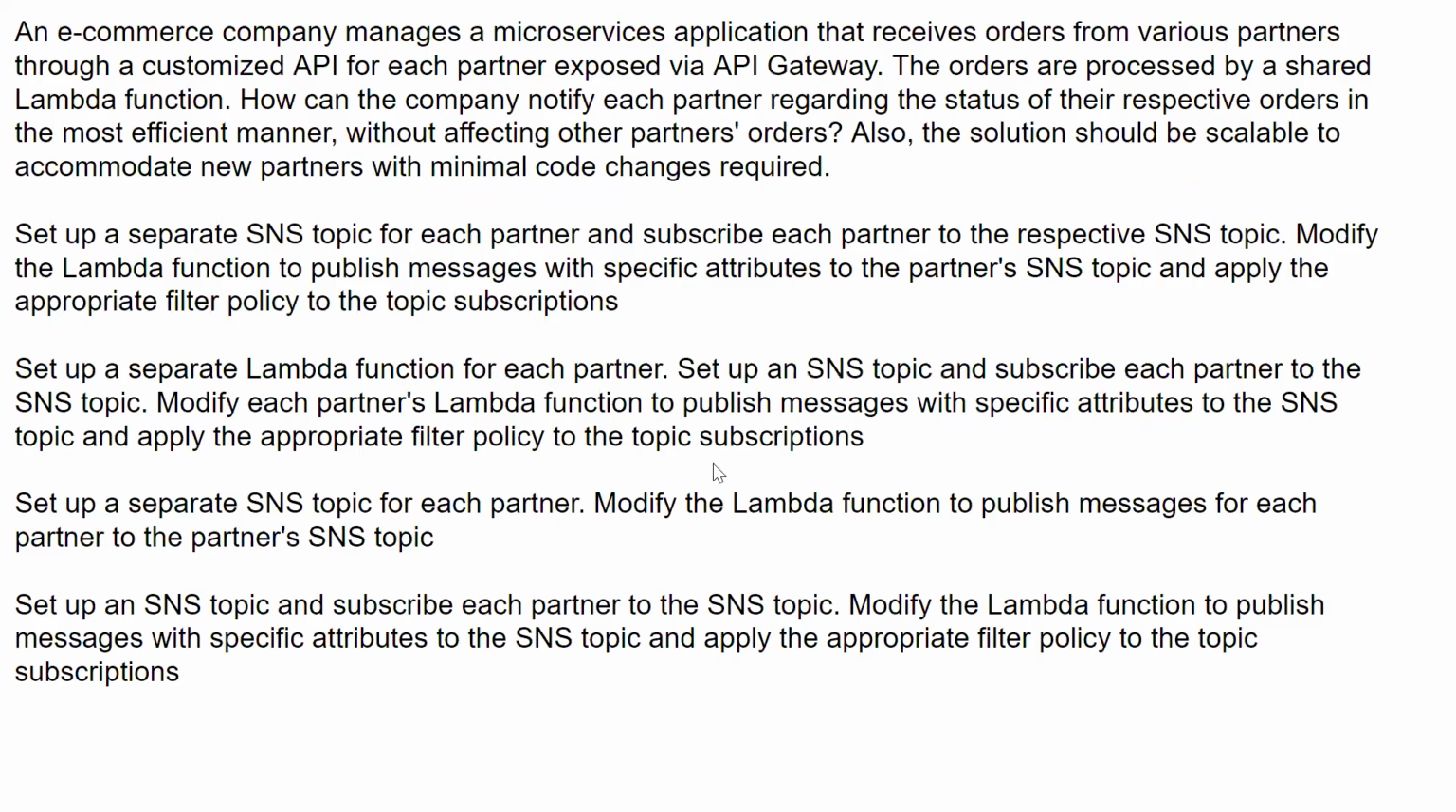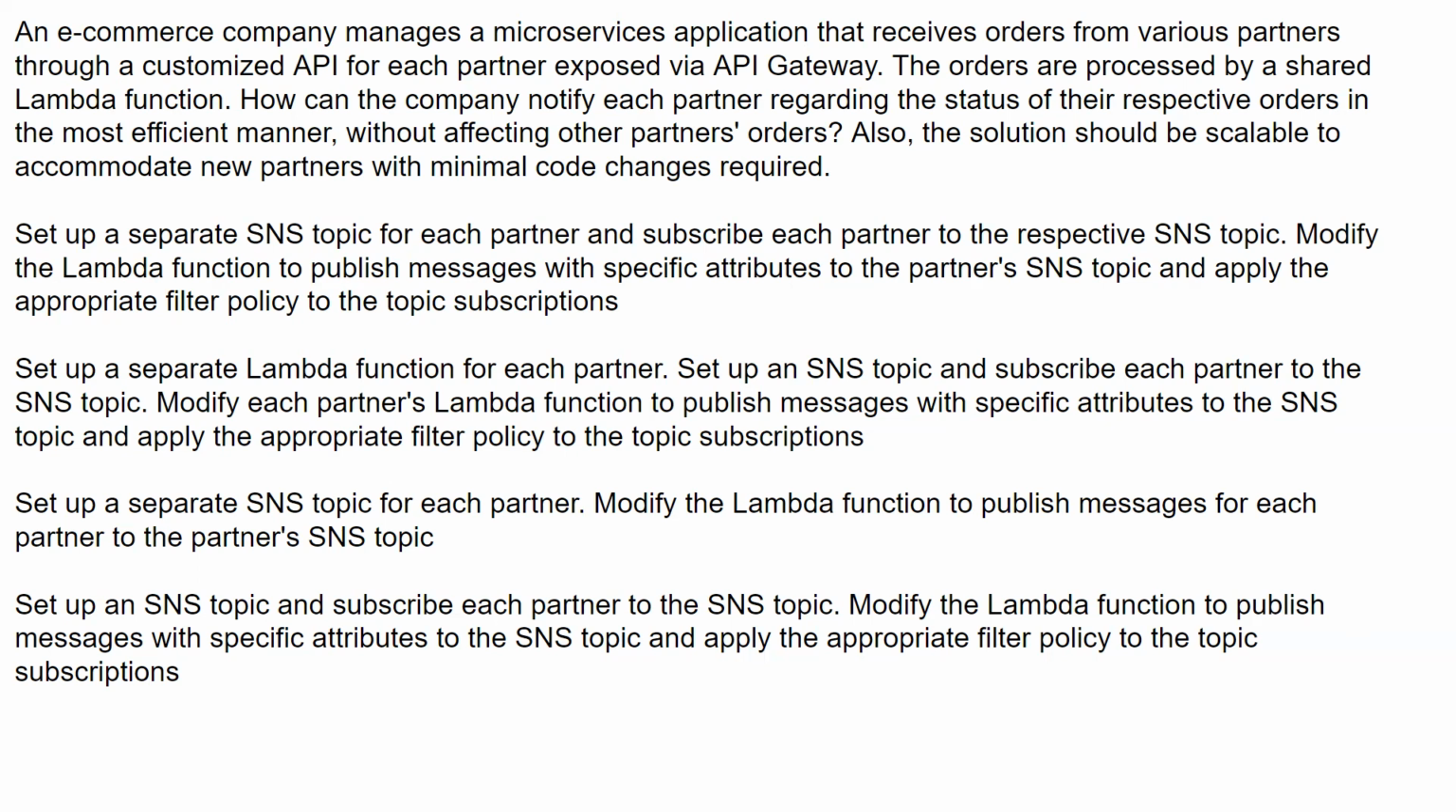Okay, an e-commerce company manages a microservices application that receives orders from various partners through a customized API for each partner exposed via API Gateway. The orders are processed by a shared Lambda function. How can the company notify each partner regarding the status of their respective orders in the most efficient manner without affecting other partners' orders? Also, the solution should be scalable to accommodate new partners with minimal code changes required.